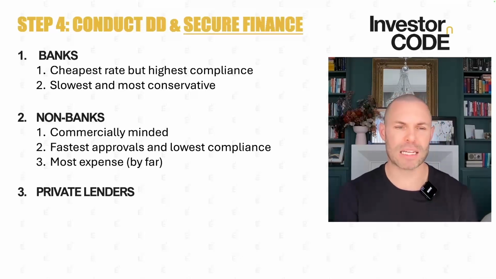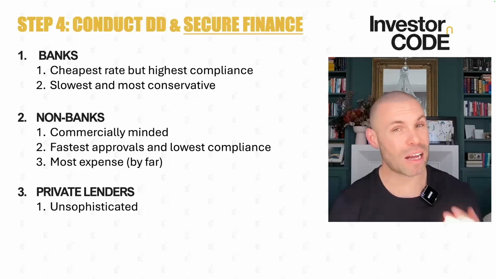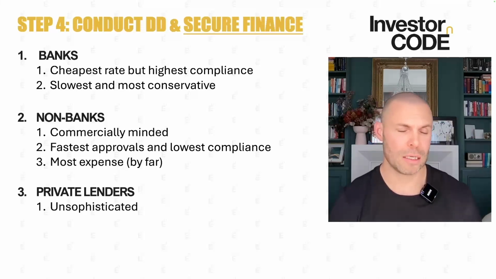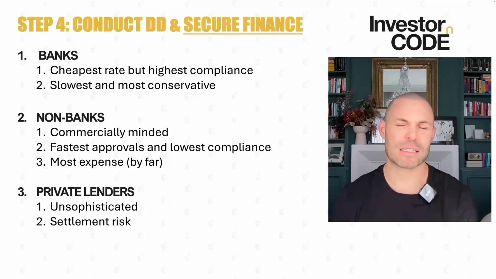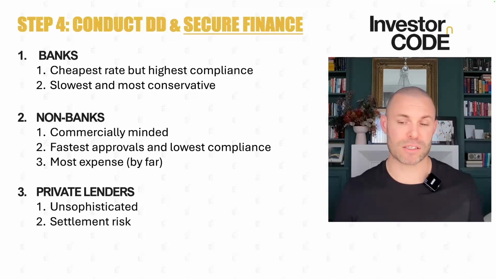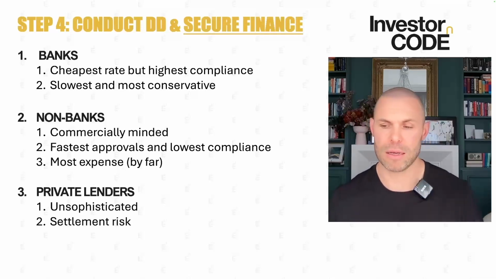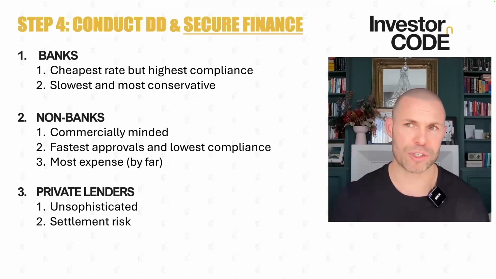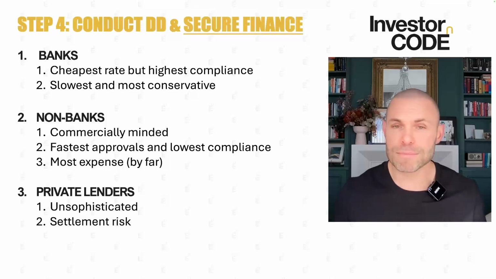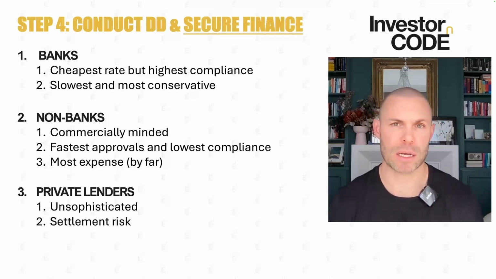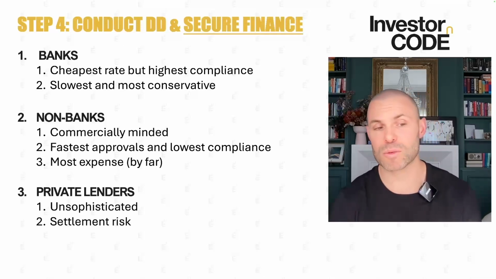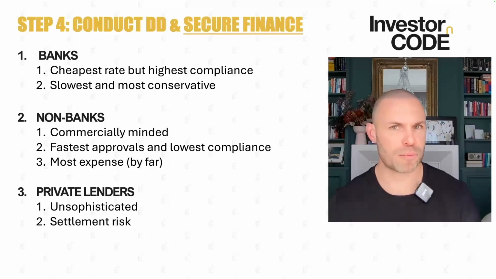Then there's private lenders, and they're pretty unsophisticated usually. And there is some settlement risk involved with private lenders, because naturally, if they're private in nature and they're not governed by the Australian APRA or AFSL provisions or credit licensing provisions, well, they might not actually come up with the money when it comes time to settle. So, it's just worthwhile noting that each of these has pros and cons.